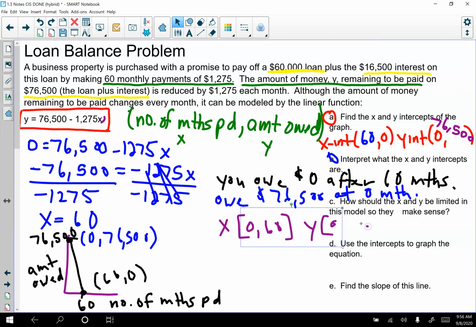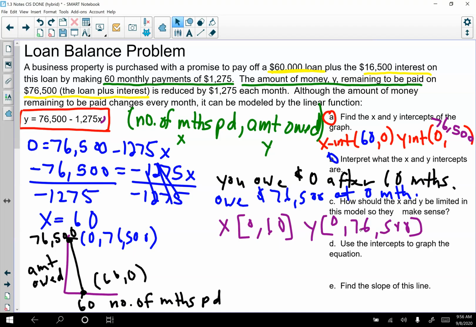Oops. I don't know what is going on with my pen here. Let me try that again. Let me just change the order. I had this wrong on here. So this would be, oh yeah, that's right, 0 to 60 and 0 to 76,500. Okay, moving right along. Sorry for that pen issue here.